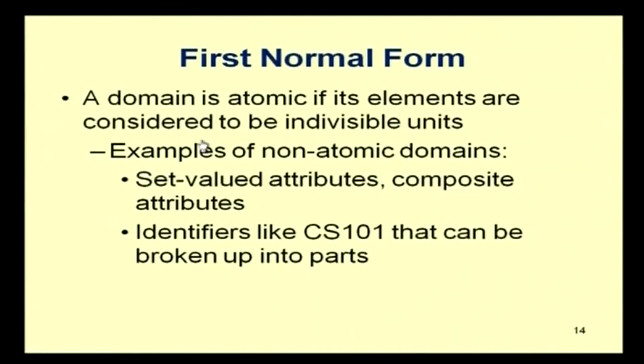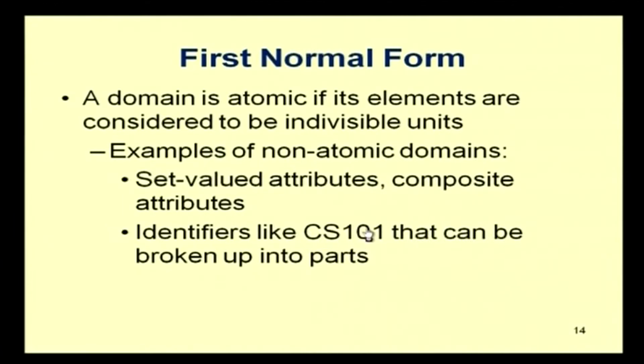What is the definition? The first thing is composite, so we want it to be atomic. A domain is atomic if its elements are considered to be indivisible units. Examples of non-atomic domains are set valued attributes and composite attributes. Identifiers like CS101 that can be broken up into parts, that is CS for the department and 101 for the subject number, are also called non-atomic.